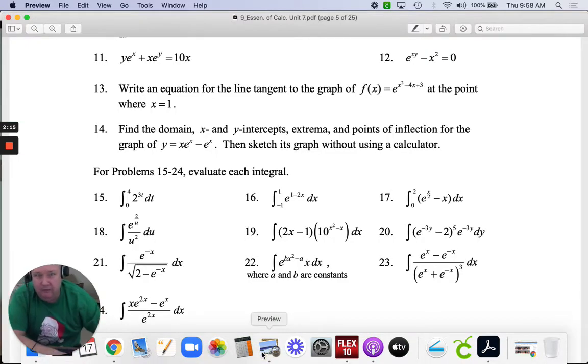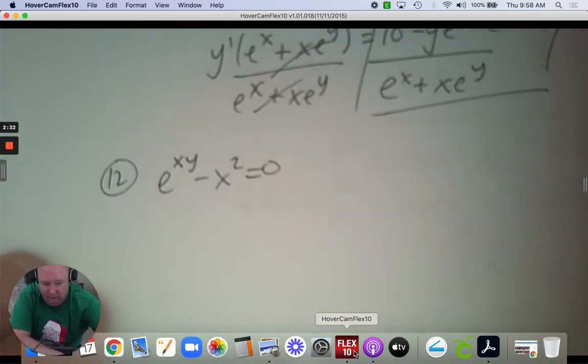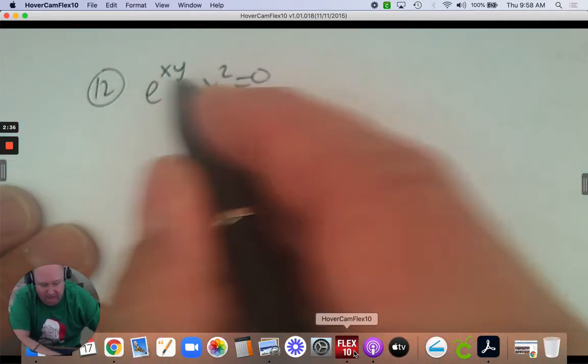In number 12, it's similar. It's implicit. E to the exponent xy subtract x squared equals 0. So I want to know, can you follow some derivative rules and take the derivative? Honestly, you just have to be a good rule follower to understand how to do these rules. So I want to take the derivative of this, e to the xy.